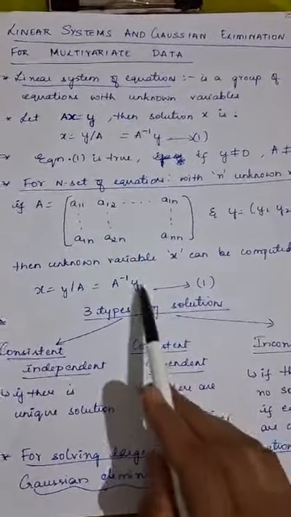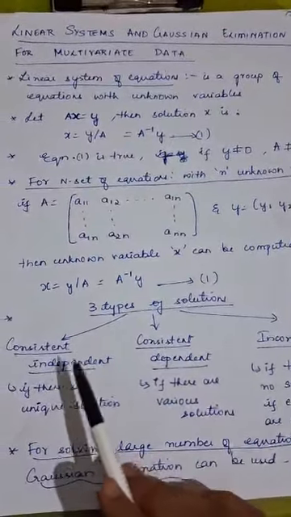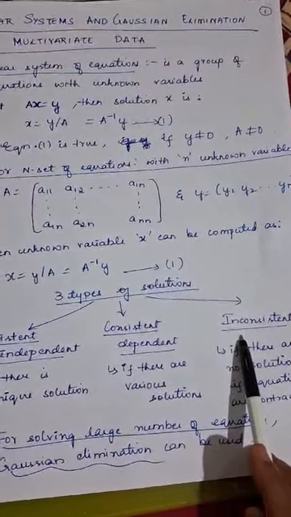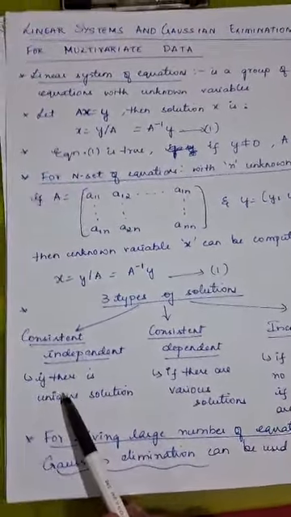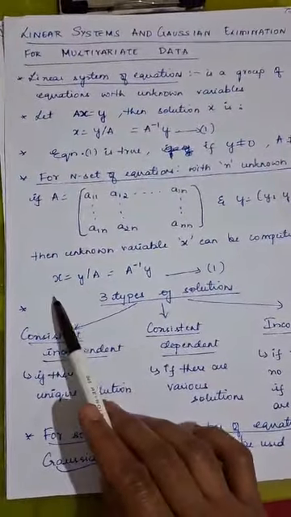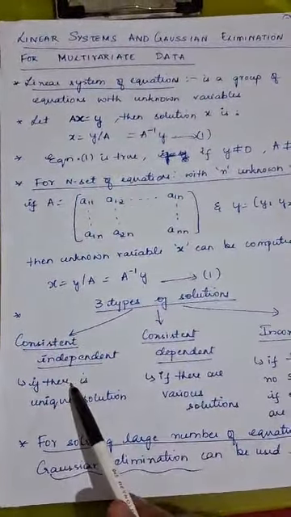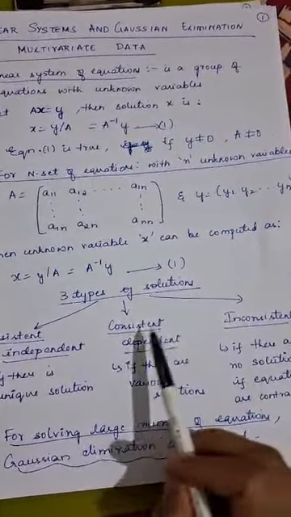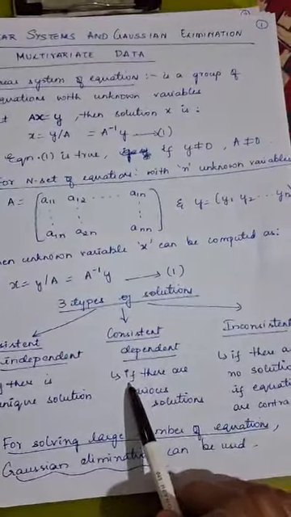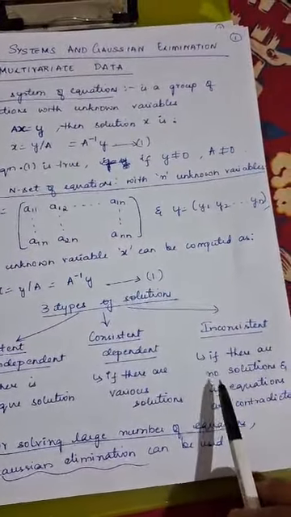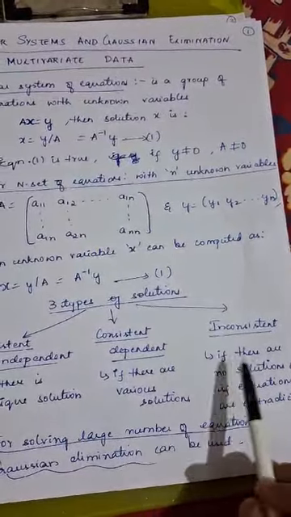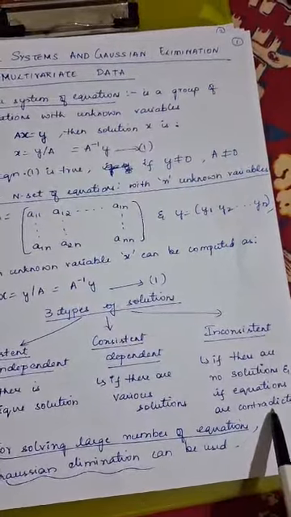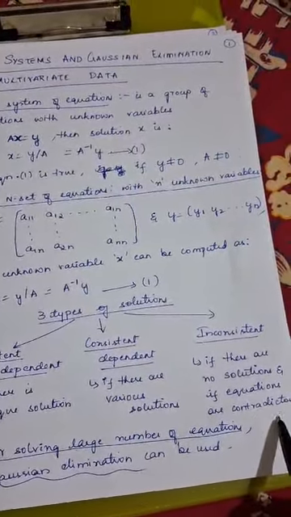Now there are three types of solutions that we can obtain for x. Either we can get a consistent independent solution, a consistent dependent solution, or an inconsistent solution. Consistent independent means there is a unique solution. If x has just one unique value, we call it a consistent independent solution. If we have various solutions, more than one value for x, we call it consistent dependent. Inconsistent means there are no solutions. Sometimes it's possible that x will not have any solution. We call it no solution, and in this case the equations are inconsistent or contradictory.